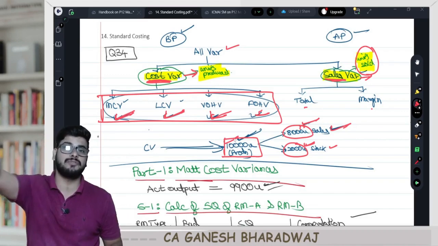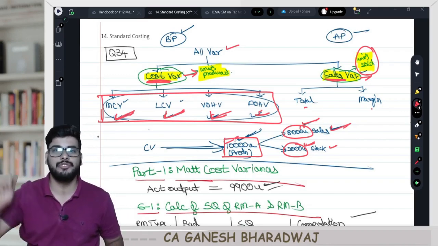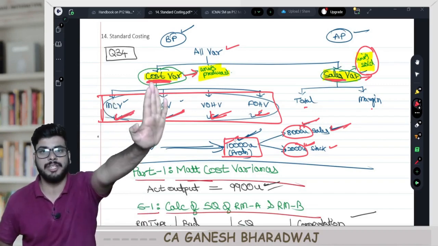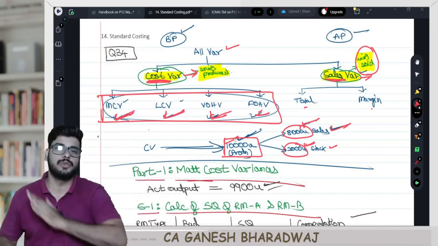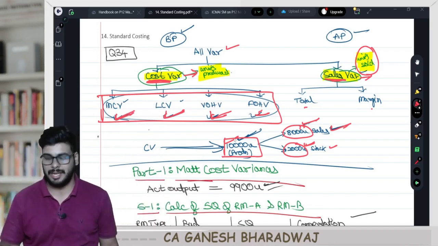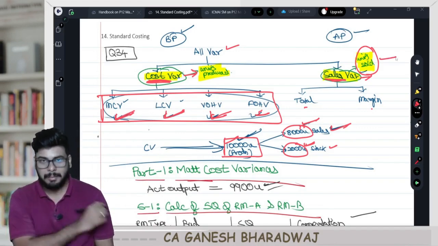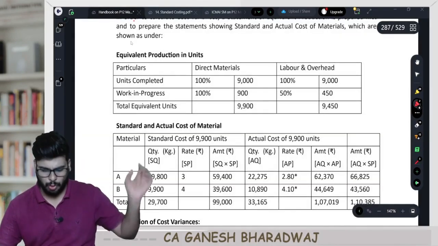Whereas with respect to sales, they are exclusively pertaining to sales only. So they are tied to units sold. So always remember, for all our calculation purposes, the cost side variances are tied to the units produced and the sales side variances are tied to units sold. Number one. Number two, in this question, you don't have any opening stock and all.